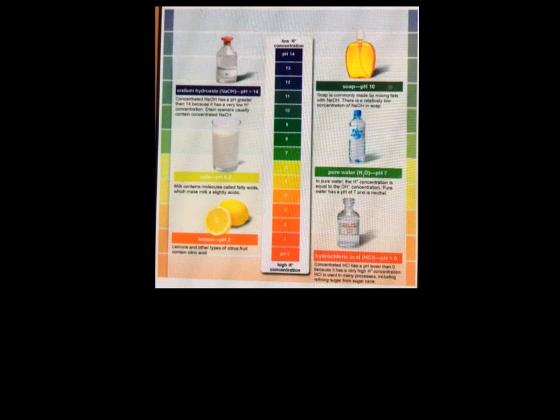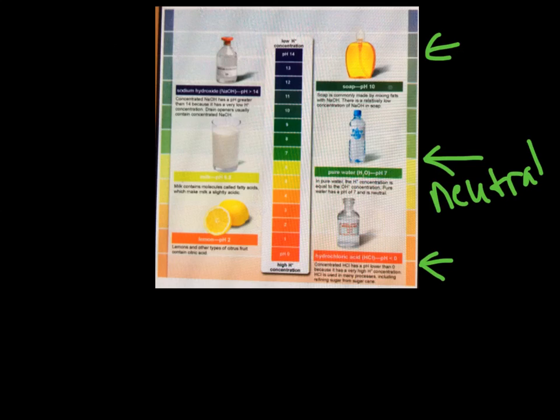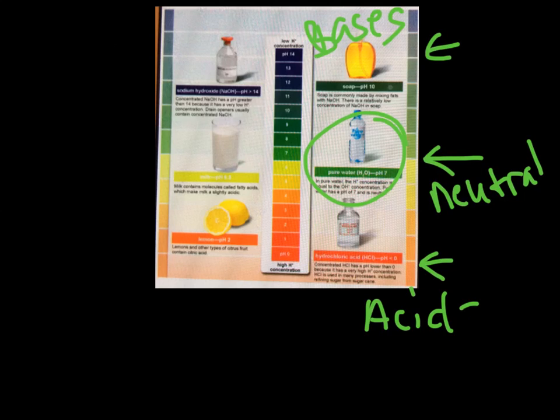All right, this is the pH scale, and so this goes all the way from 0 down here, all the way up to about 14. 7 is neutral. Pure water is neutral at 7. Bases are up here in the above 7 to 14 range, and acids are down in the 0 to 7 range.